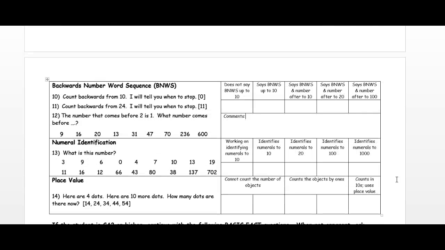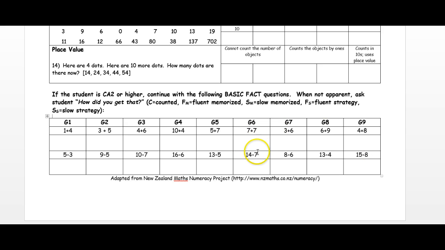Let's go back to the recording sheet. When you're done with number 14, you'll be able to then move on to asking the basic fact questions. Typically, I ask all of the addition questions all the way through, and then go back and ask the subtraction questions. If you're noticing that the student is starting to struggle in the addition questions, you may decide not to go all the way to goal 9, but just drop back and ask the subtraction questions for the goals that the students seem to be doing okay with.